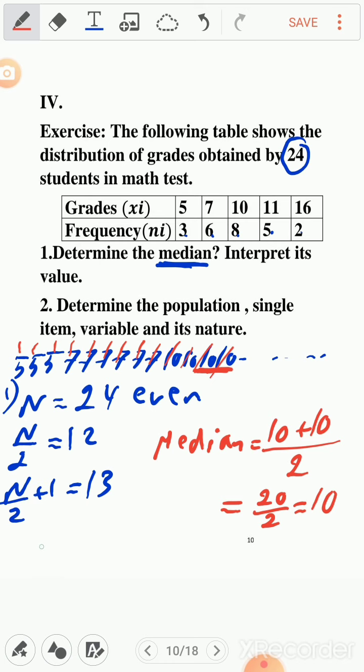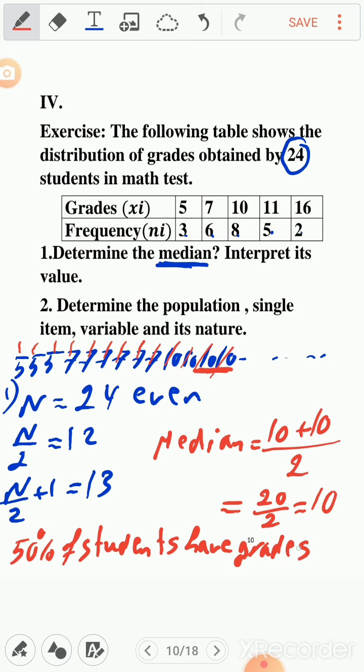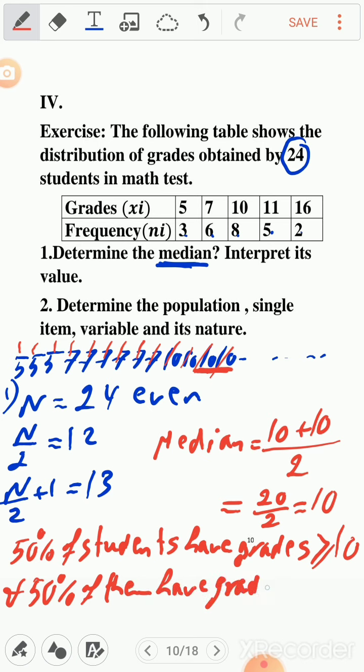The interpretation: 50% of students have grades greater than or equal to 10, and 50% of them have grades less than or equal to 10. It is the middle value.